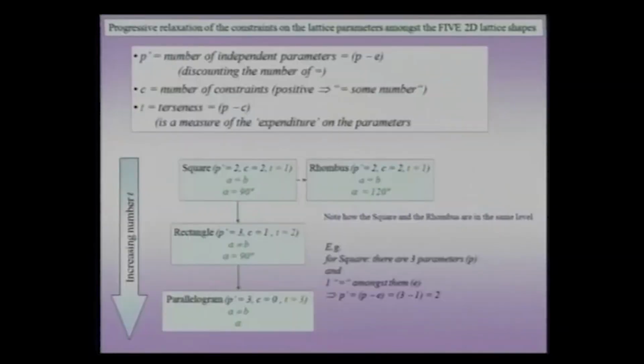So, this slide basically tries to tell you that we have a certain expenditure on lattice parameters, and therefore the more the expenditure, the lower will that unit cell be in the tree, and based on expenditure the square and the rhombus are at the top of this tree. So, let us now consider the 5 two-dimensional lattices one by one.